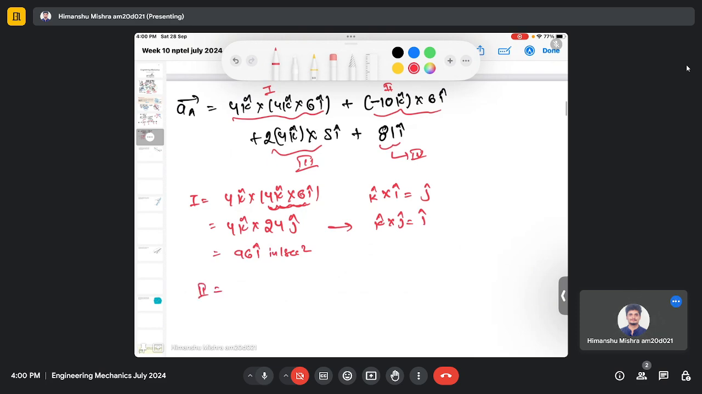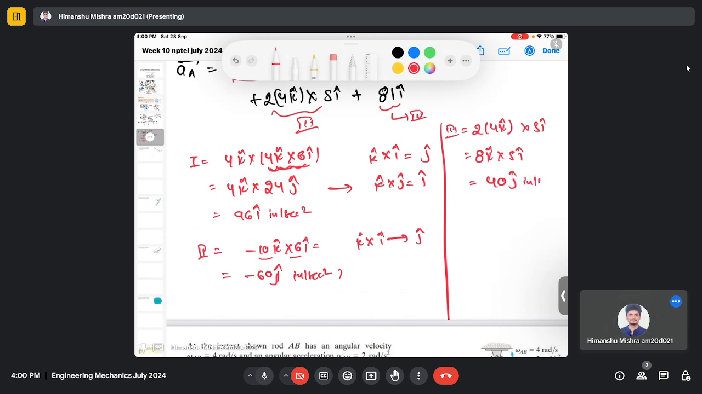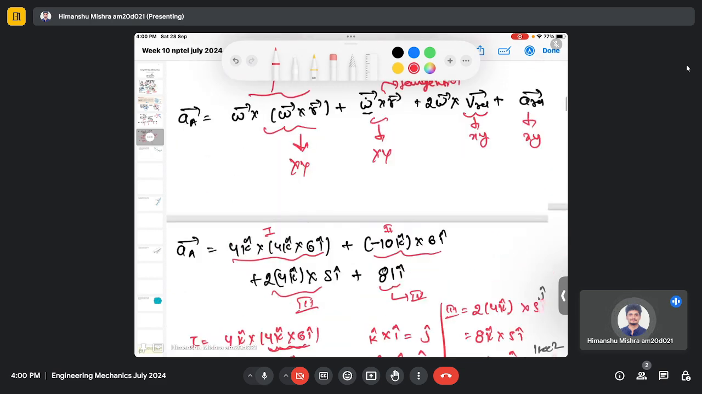Similarly, the second term is a cross product between k cap with i cap, which will give you the result in j direction with the magnitude of minus 60. And the third term is 8k cross with 5i, so the resulting term is in the j direction, and the magnitude is 40. Right, so we got all our vectors.